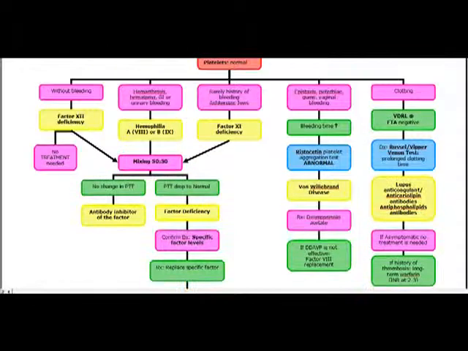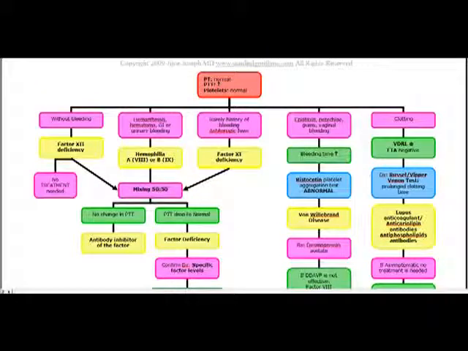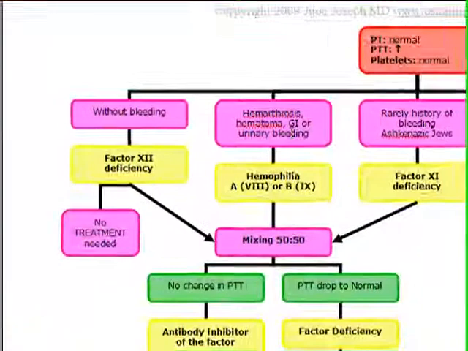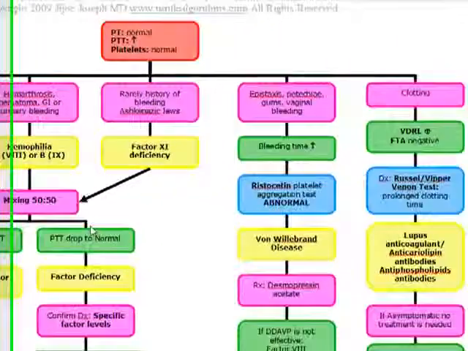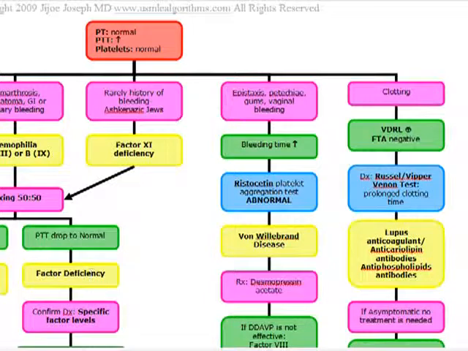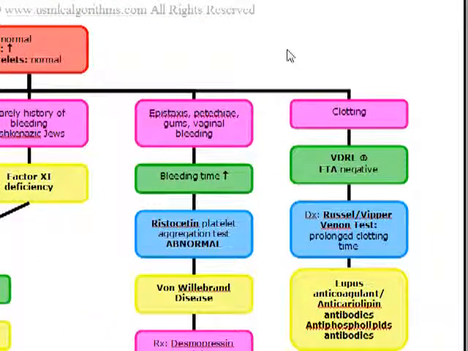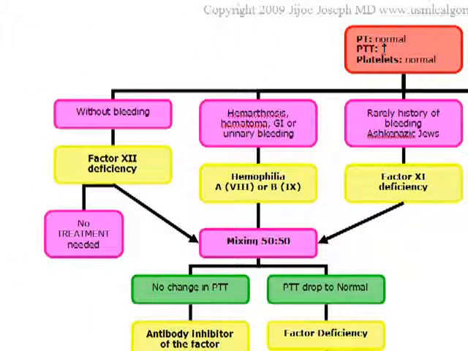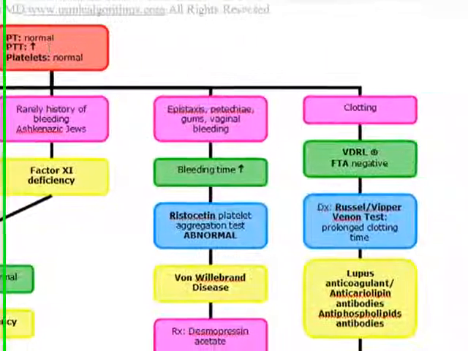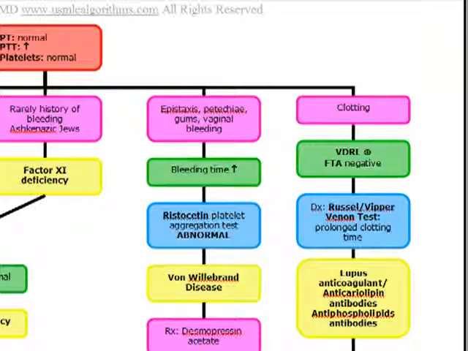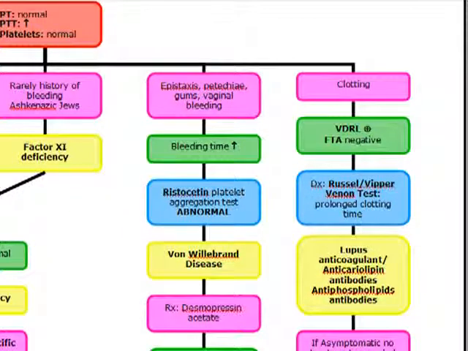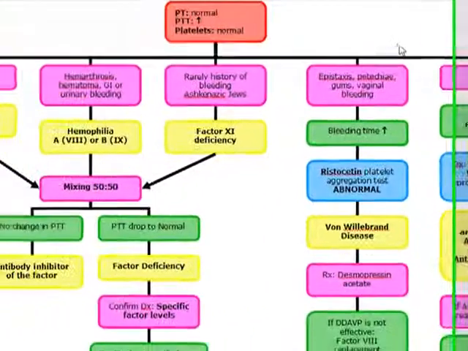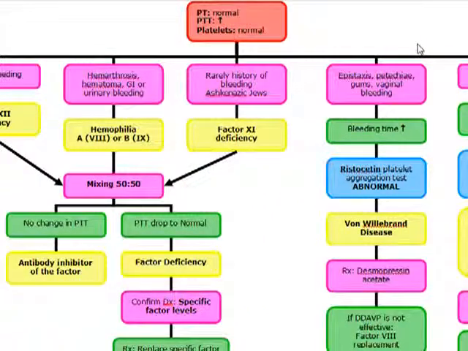So we figured out that if we have a PT normal, PTT increased, platelets normal, and they have hemarthrosis, hematoma, GI, or urinary bleeding, we do a mixing study. We're going to figure out which factor deficiency is present. We're going to confirm it, and we're going to replace the factor. And in mild disease, we can use desmopressin. Okay? Now, if a patient comes in with a platelet type of bleeding with this cluster, so the PT is normal, platelets are normal, and the PTT is increased, but they have a platelet type of bleeding, meaning they come in with epistaxis, petechiae, vaginal bleeding, bleeding of the gums. If you see this cluster right here, I want you to think of von Willebrand's disease.